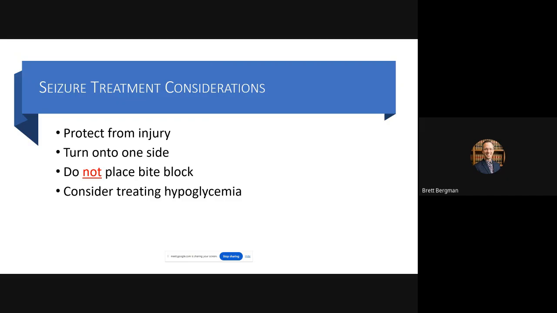And so if we are seeing a patient seizing, or we're there and they are still seizing, the big things that we want to do, we want to protect them from any injury from their surroundings. It is ideal to turn them onto one side so that if they throw up, they don't aspirate. We do not put in bite blocks or any type of thing into their mouth.